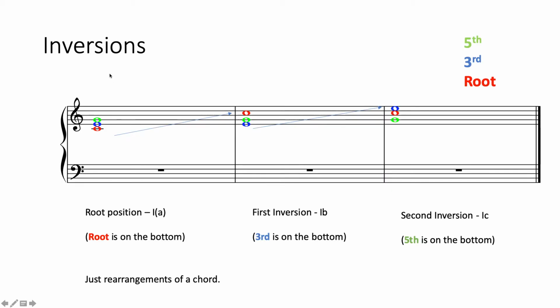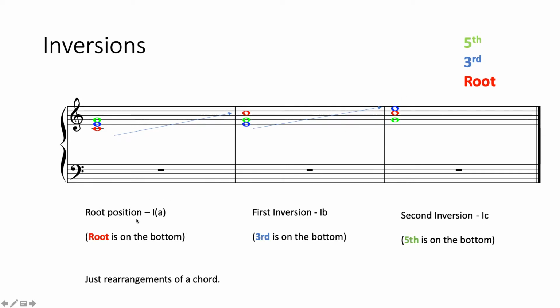Right, so inversions are just a different way of rearranging the notes in a chord. There are three notes in a triad: the root, the third and the fifth. And because there are three different notes, there are three possible ways that we can arrange those notes. We can arrange them so that the root is on the bottom, so that we're in root position. We can arrange them so the third is on the bottom, which is first inversion, the first sort of change. We can rearrange them so that the fifth is on the bottom, so that we're in second inversion.